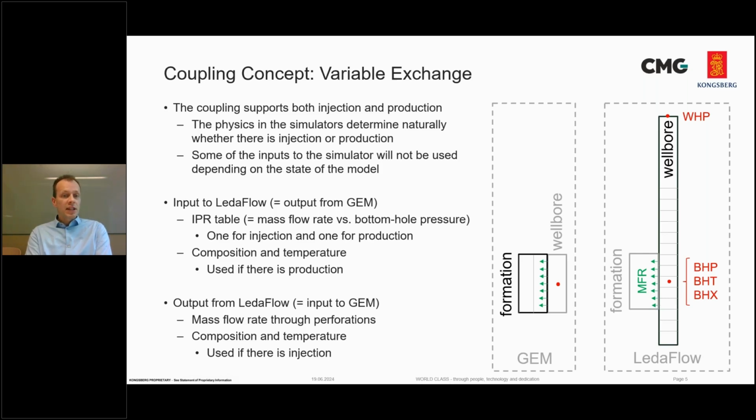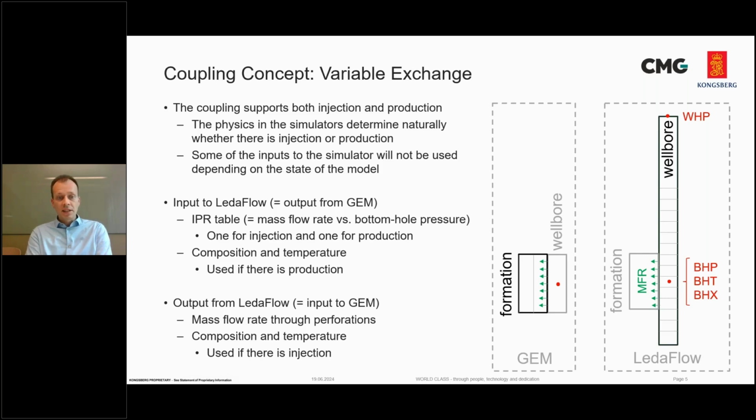And the input to LedaFlow comes as output from GEM. In this case, it involves an IPR table, which means the mass flow rate versus the bottom hole pressure as a table. And we have one IPR table for the injection, one IPR table for the production, so that is redundant depending on whether you're producing or injecting, but it's important to have both just in case the physics decides to reverse the flow.